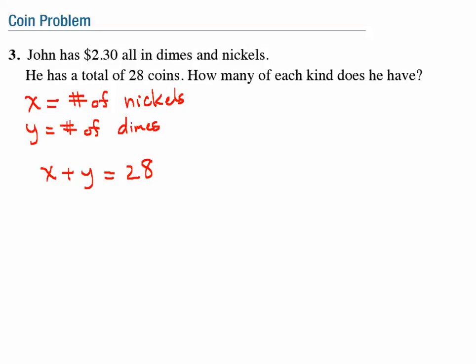Okay, now let's put in the values now. So a nickel is worth 5 cents, a dime is worth 10 cents, and then the total worth. So can you write that equation? Just so we don't get too far ahead of ourselves here. How about 0.05x plus 0.10y is equal to 2.30. Are we good there?